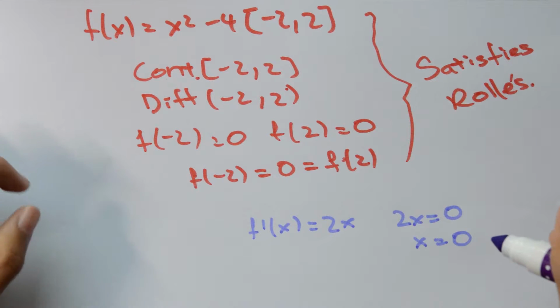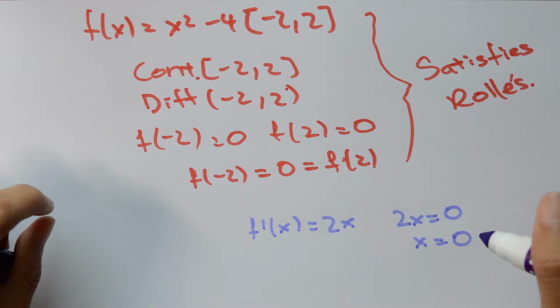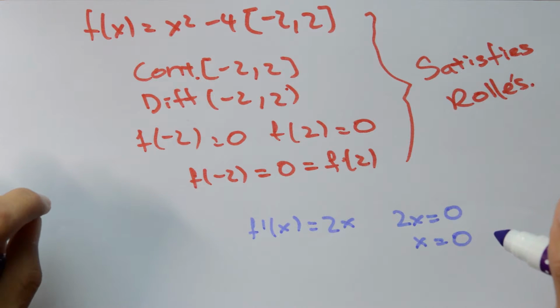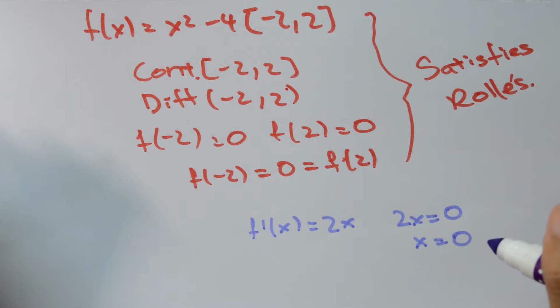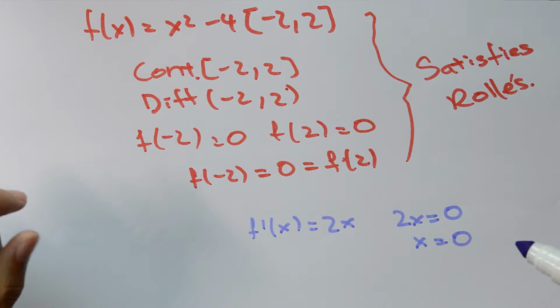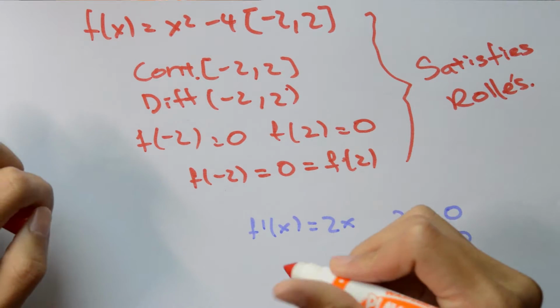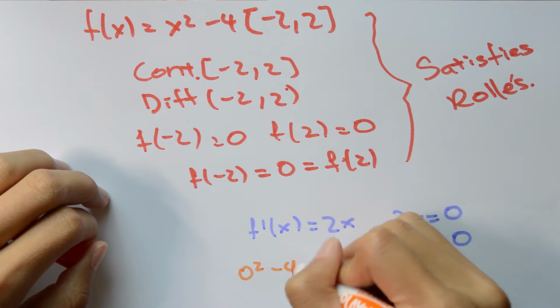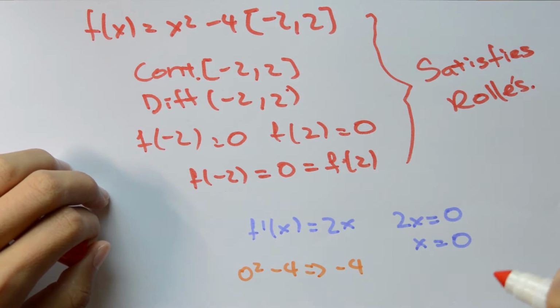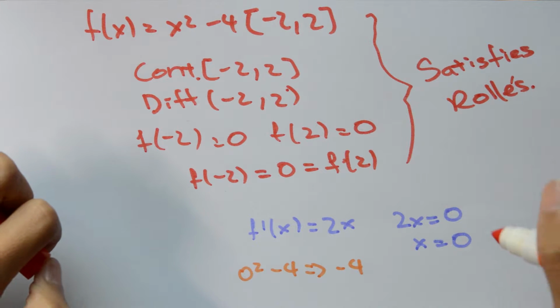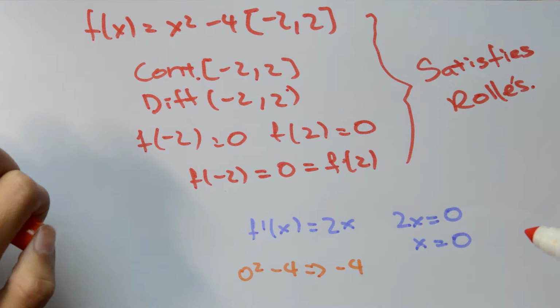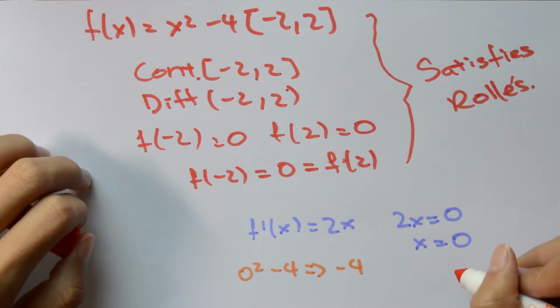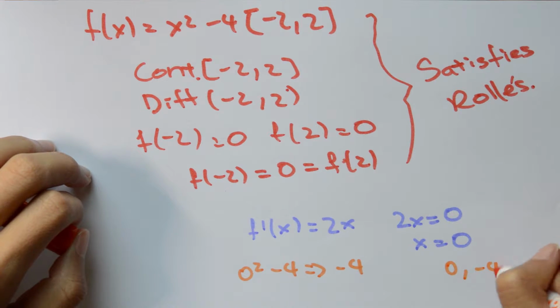So at x equals 0 of the function x squared minus 4 in the interval -2 to 2, there is a horizontal tangent line. To find the point, just plug the x value of 0 into the original function, which will be 0 squared minus 4, which is simply -4. So the point at which there's a horizontal tangent line in the function x squared minus 4 will be at (0, -4).